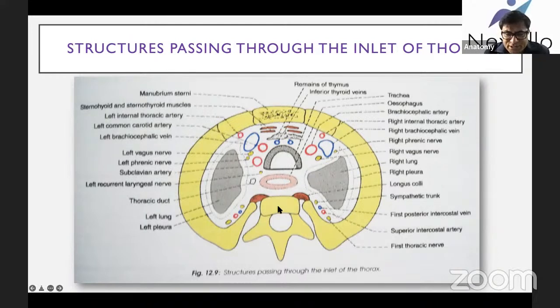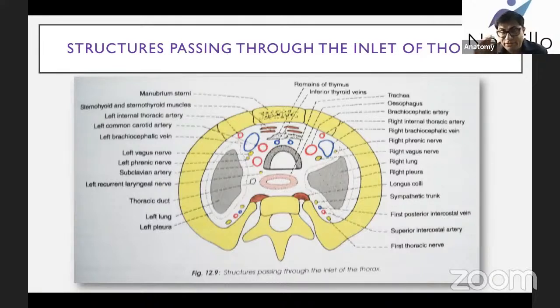So now let's see the midline structures. Just behind the manubrium are the remnants of the thymus, right? So the remnant of the thymus you find just behind the manubrium. Then you find the trachea. And then behind that is the esophagus, and in front are the infrahyoid group of muscles, the strap muscles.